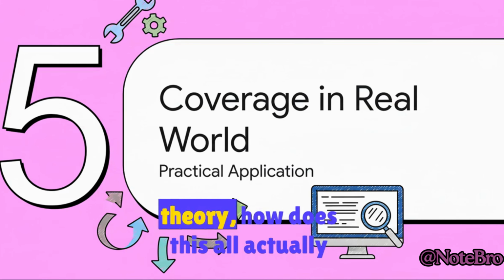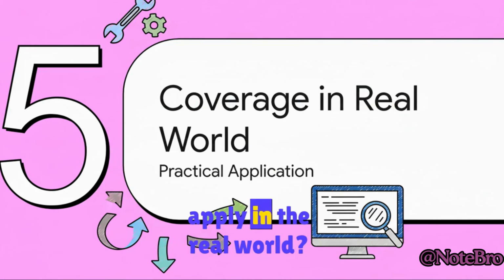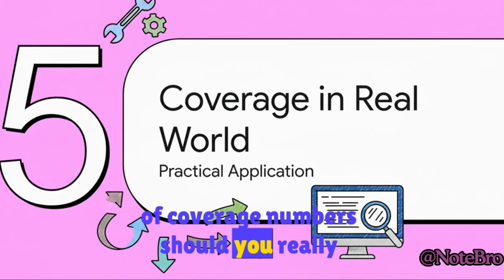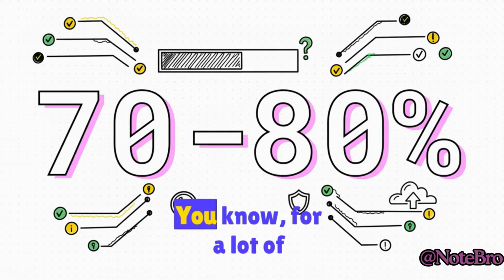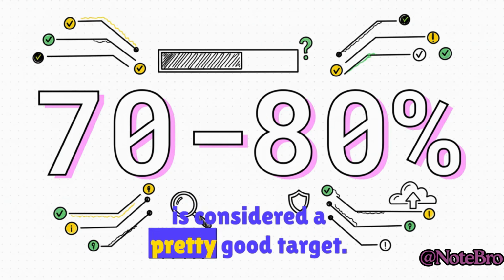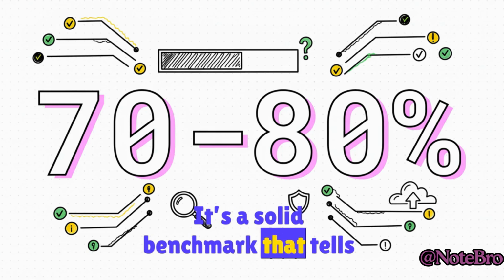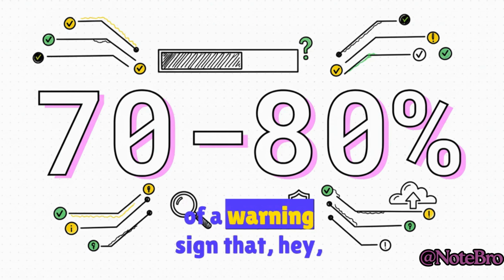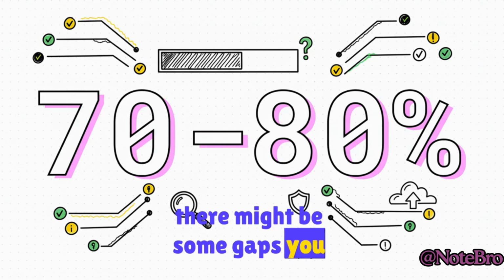So now that we get the theory, how does this all actually apply in the real world? Like day to day, what kind of coverage numbers should you really be aiming for? For a lot of projects, this 70 to 80% range is considered a pretty good target. It's a solid benchmark that tells you your testing is reasonably thorough, but it's also a little bit of a warning sign that there might be some gaps you need to look at.